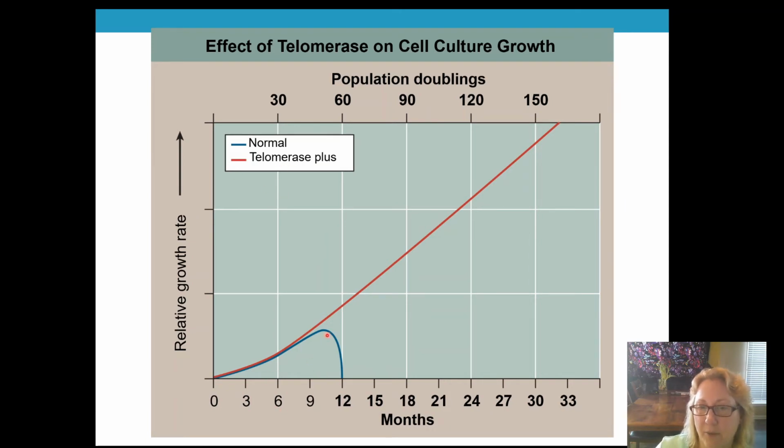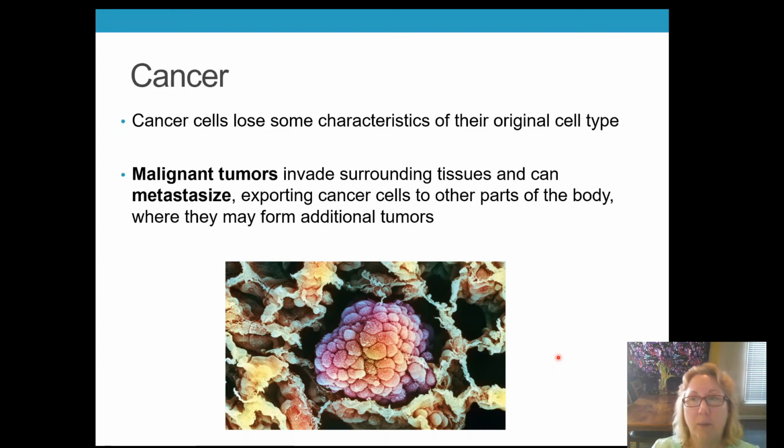If you add telomerase, you can get human cells to divide indefinitely, like cancer cells. But there's more to cancer than just over-replicating. Cancer cells lose the characteristics of their original tissue type. They no longer function as part of the tissue in which they are found. They interfere with the surrounding tissue and don't allow it to function correctly.